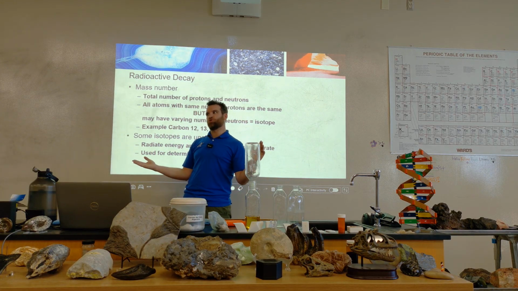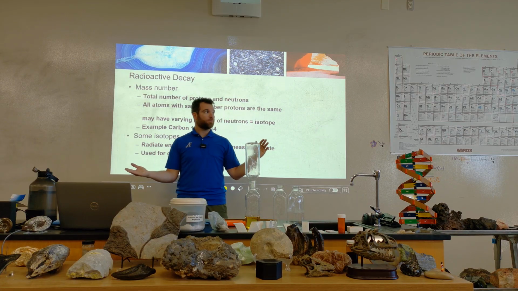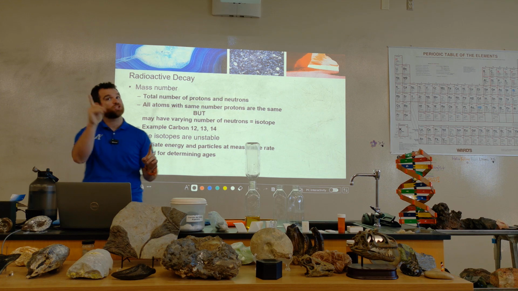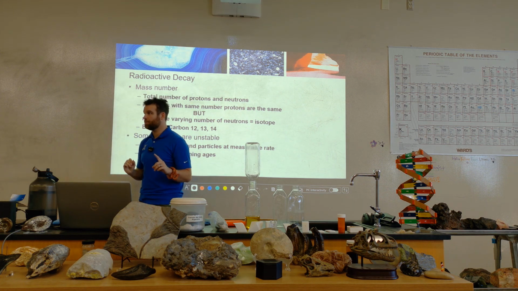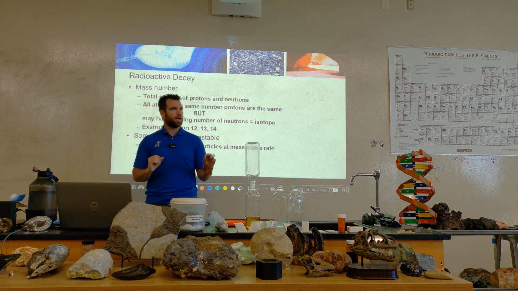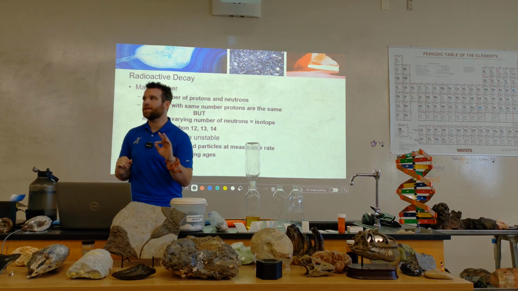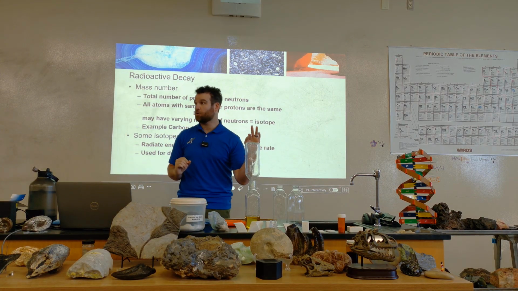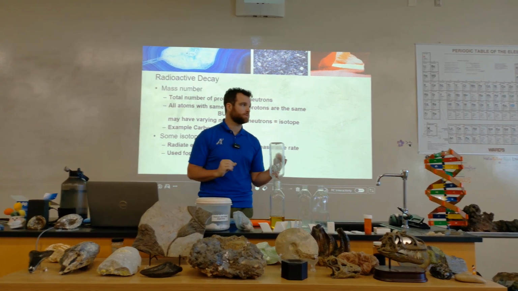What happens when you change your neutrons? We haven't talked about that yet. Let's talk about it. When you change your neutrons, you get an isotope. You heard that word before? An isotope is what you get when you mess with the atomic mass of an atom without changing its protons.